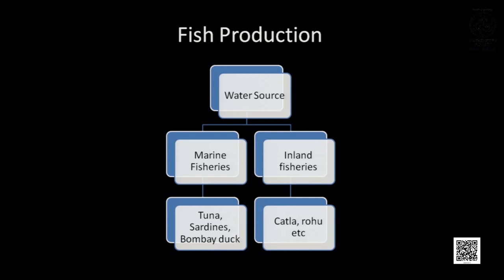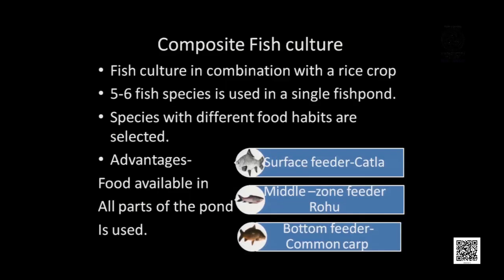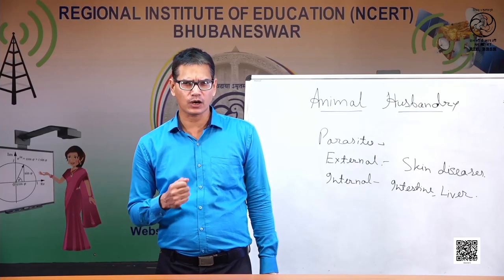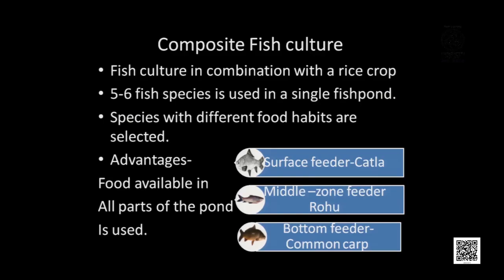Now, for sustainable practices, we must encourage composite fish culture. Then what is this composite fish culture? It is a culture in combination with a rice crop. That means fish production in a paddy field. And in this case, 5 to 6 fish species are used in a single fish pond. And species with different food habits are selected. Then what are the advantages?